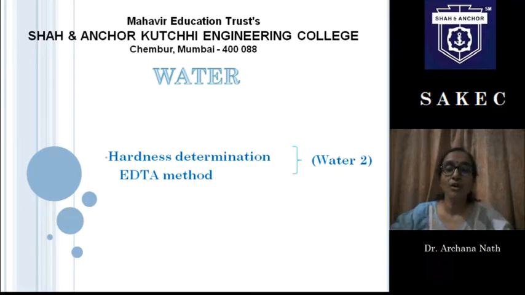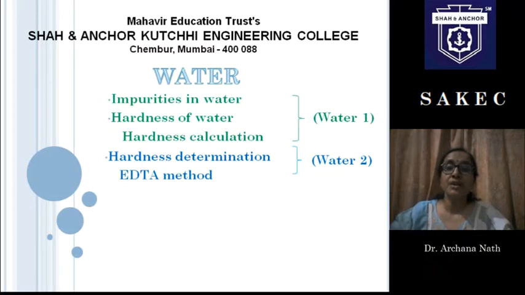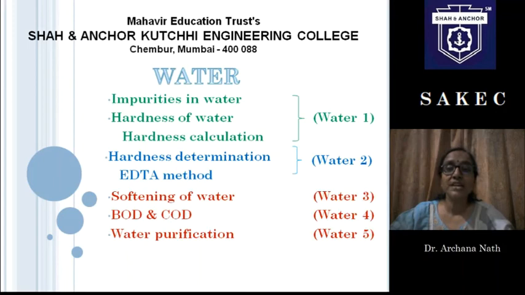What we have already done is hardness calculation when we know the impurities present in the water sample. We have learned what hardness is and we have done hardness calculation. In some next lectures, we will see how to soften a water sample, then BOD and COD, biological oxygen demand and chemical oxygen demand, and we will learn about certain water purification techniques.